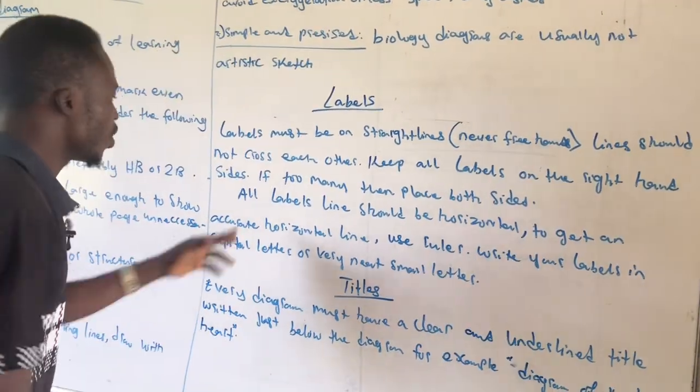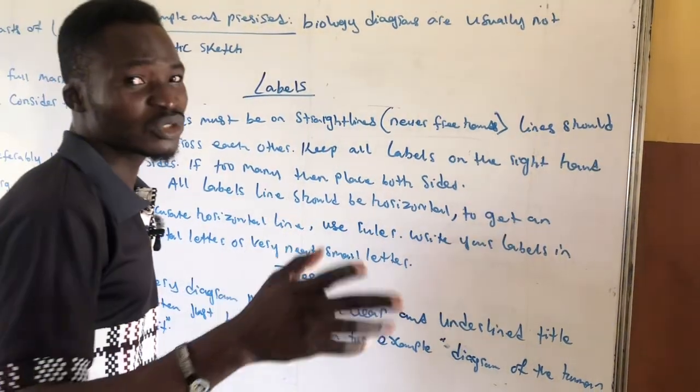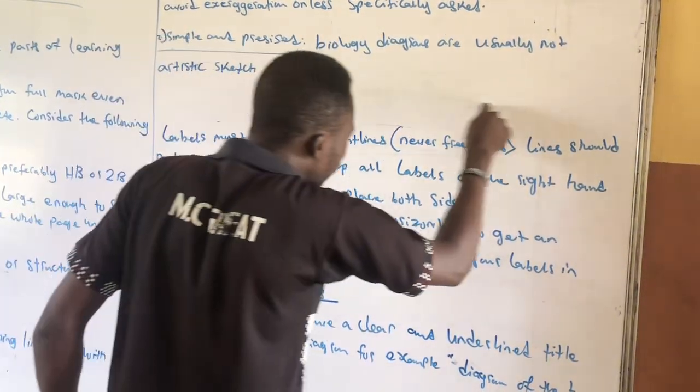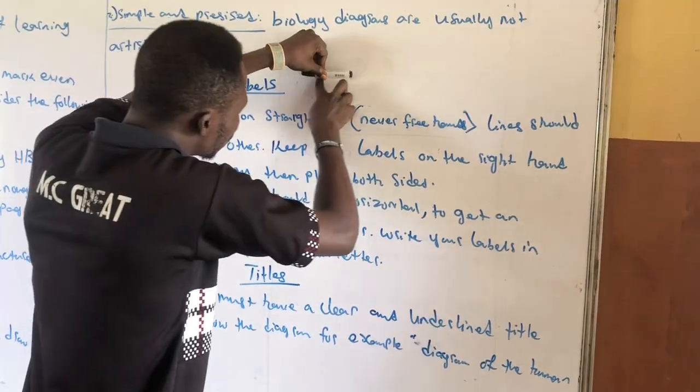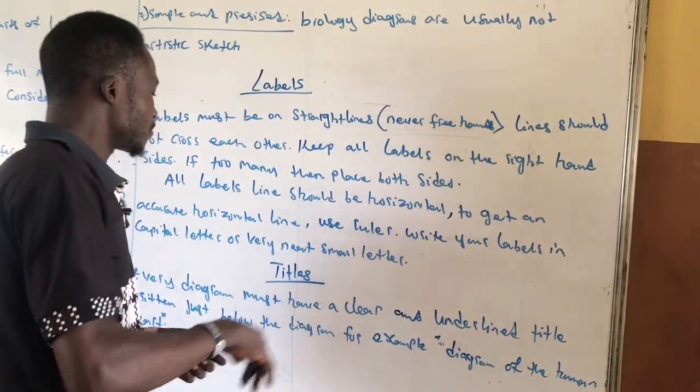Now the next one is that all label lines should be horizontal. Some of you don't know the difference between horizontal and vertical. If you draw a line like this, this is vertical. Any line that goes straight like this is what? Horizontal. So you use a ruler to make it horizontal, very horizontal. Don't make it bend, don't slant it.